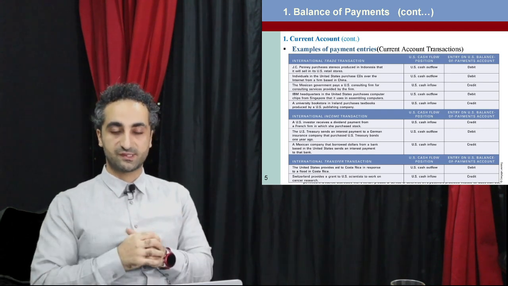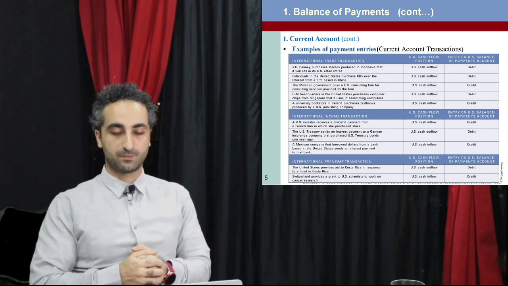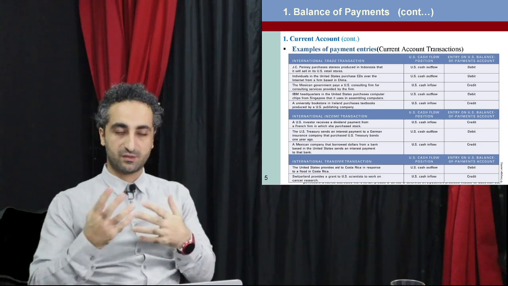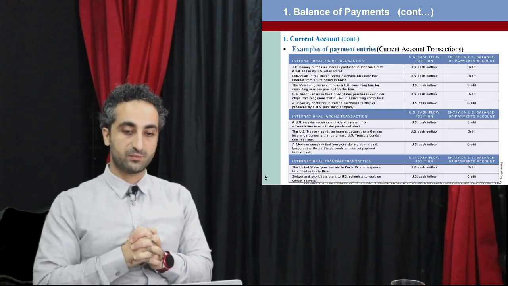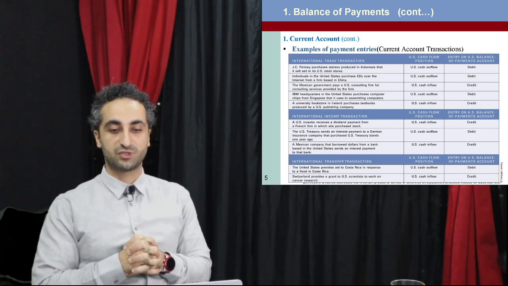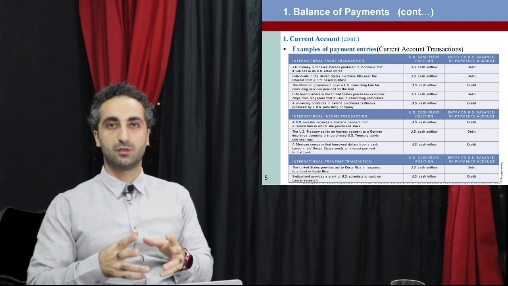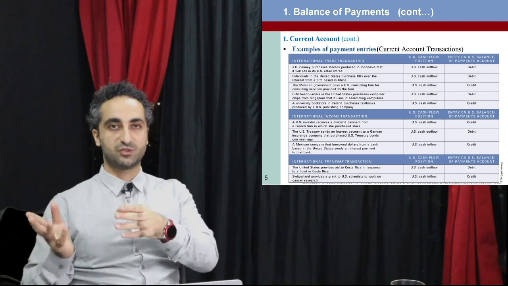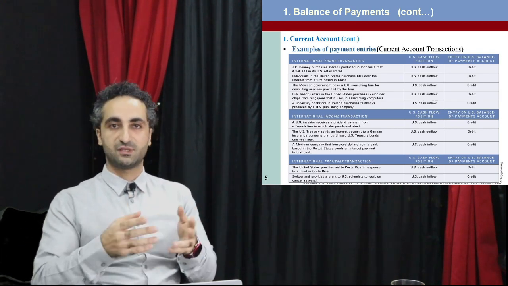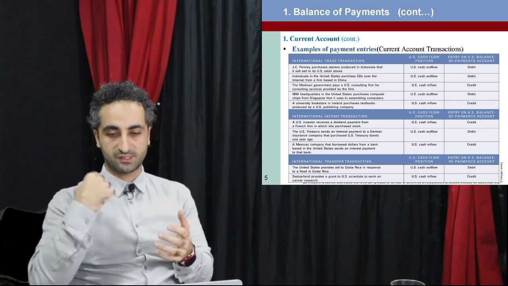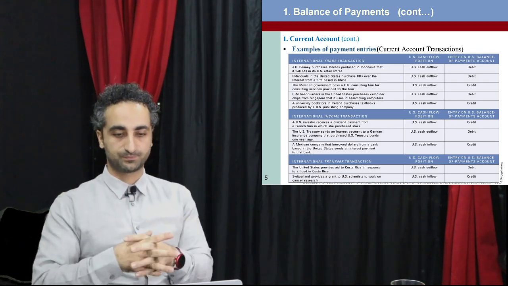Now let's move to the second group, income transactions. So is there income flow? A US investor receives a dividend payment from a French firm in which she purchased stock. So an American girl purchased stocks in France. The stocks got dividends, profits must be distributed. So it's cash inflow to the US.